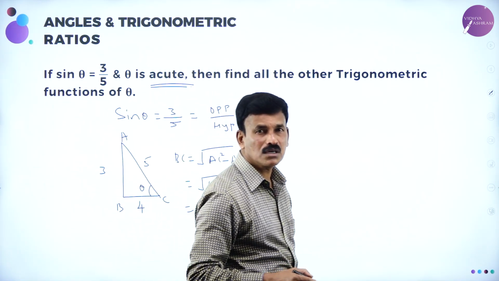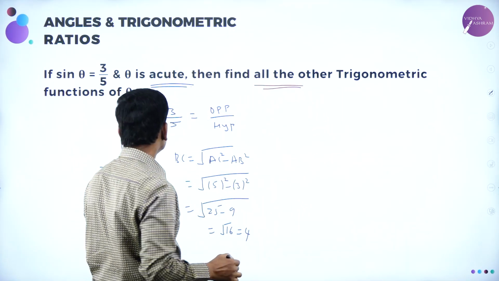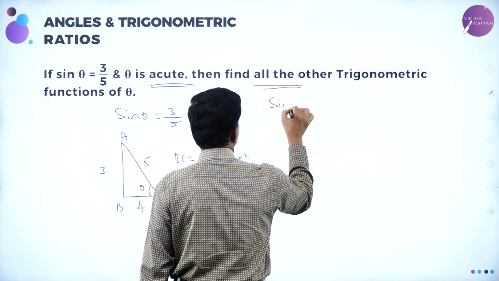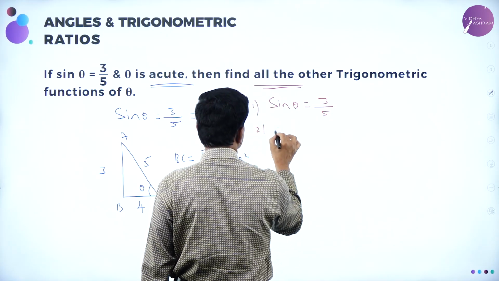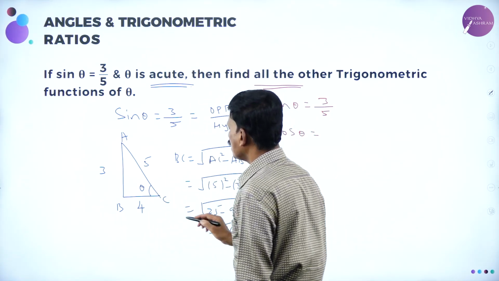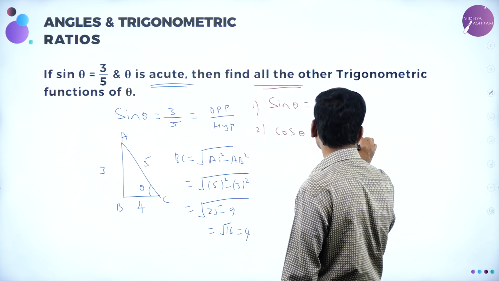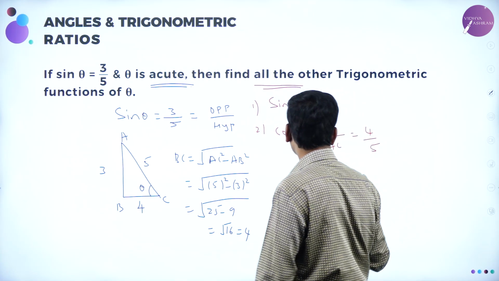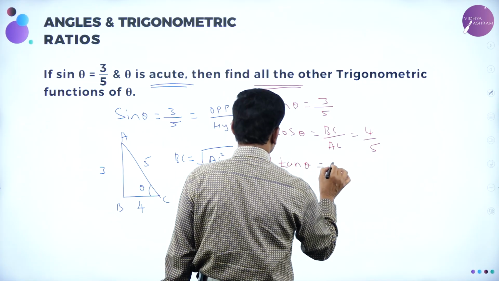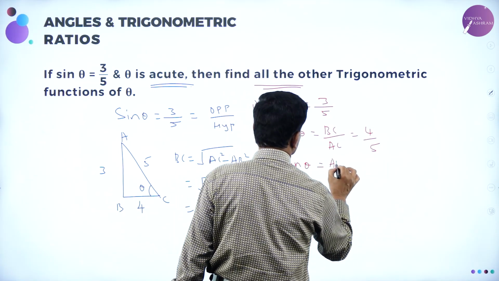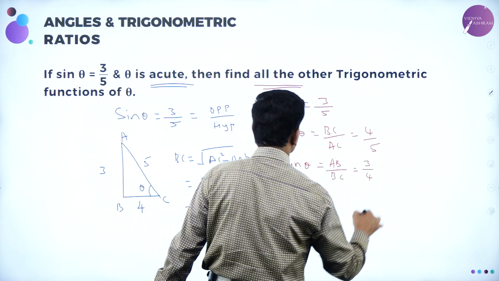Now the remaining trigonometrical functions can be defined, to find all the other trigonometric ratios. Sin theta is given. So what is sin theta? That is given, sin theta is 3 by 5. Next, cos theta. What is cos theta? Cos theta is BC by AC. BC divided by AC. What is BC? That is 4 divided by 5. Next, tangent of angle theta. Tan theta is equal to opposite by adjacent. That is AB divided by BC. That is nothing but 3 by 4.